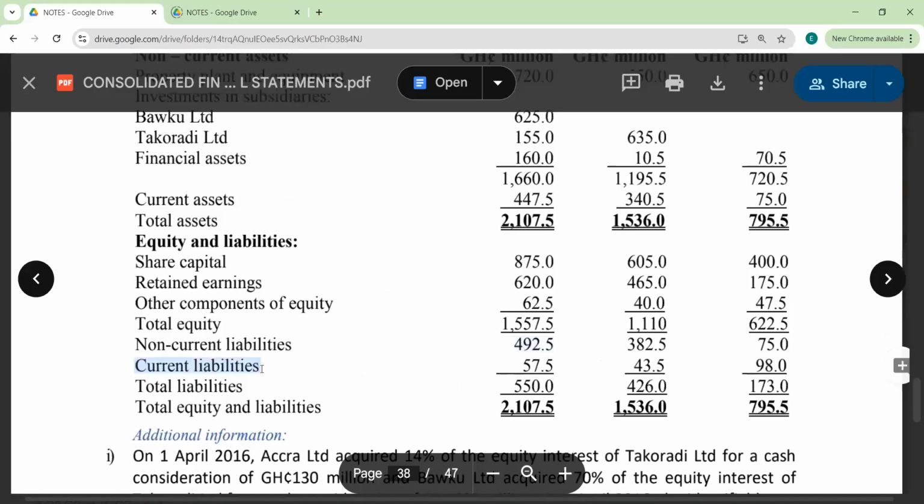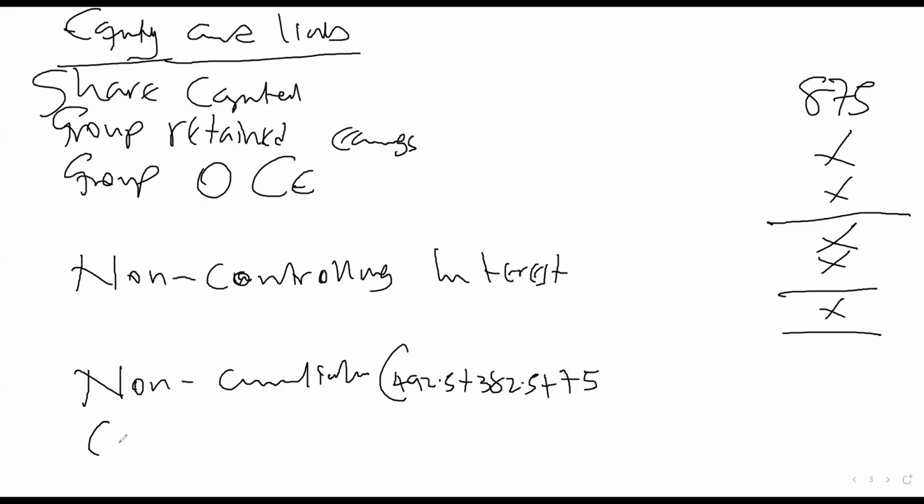Current liabilities: 57.5, 43.5, 98. 57.5 plus 43.5 plus 98. Good. You leave it.